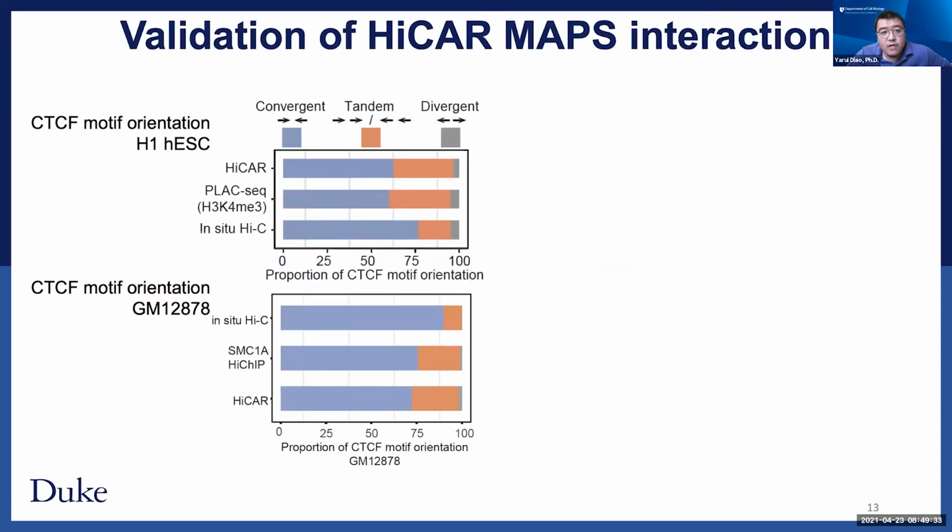We know the formation of chromatin interaction relies on CTCF based on the loop extrusion model. The loop anchors should be enriched for CTCF with convergent or tandem motifs. So we also looked at the motif orientations at the HiCAR interaction anchors, and we can see that in both H1 and GM data, HiCAR performance is very comparable, very similar to the PLAC-seq or HiChIP data. And indeed, from the in situ Hi-C loops, we notice that there's a higher ratio of convergent CTCF motifs. I think that's mainly because MAPS is a method to call interactions from the global background, and HiCCUPS just identifies the most significant interaction linking to the summit of the interaction cluster.